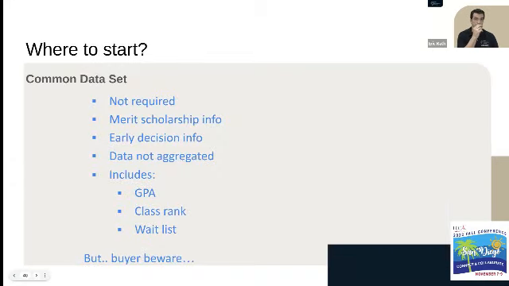So moving into the common data set, it's not required, which is why I think it might go away in a couple of years. But it's actually great for both merit scholarship and early decision info, but it's not aggregated. You really have to go in and download things, one school at a time. And so this is where I'll give a quick pitch to Lee and More College Data, because she does aggregate those. So using her or any other third-party service, you can have someone do it for you. But it does include things like class rank and wait list.